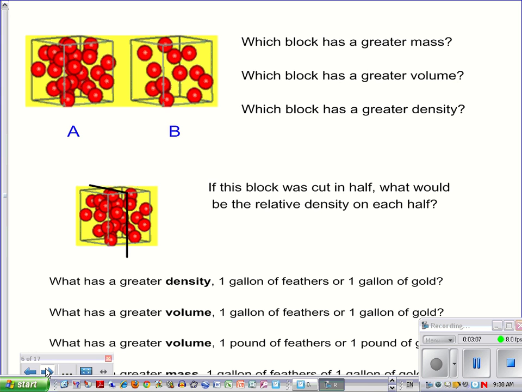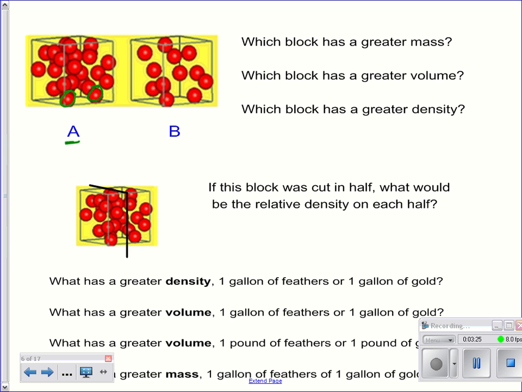Again, you don't have this in your notes, but I just want to make sure you have an understanding of what density is. Here it says, which block has a greater mass, A or B? What do you think? Greater mass? A, because there's more stuff in A. There's a lot more stuff right here. All of these we're assuming are the same atoms of the same element in each of those samples. So which block has a greater volume? They're the same because they have exactly the same dimensions, so they're taking up the same space. Given that, which block would have a greater density? A has a greater density because there's more mass per unit of volume. That's what we mean when we talk about density.